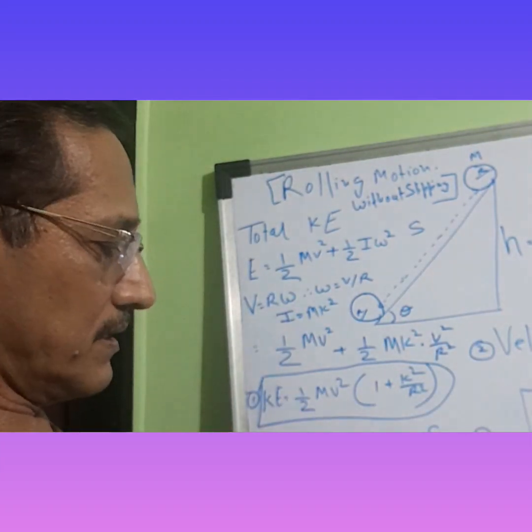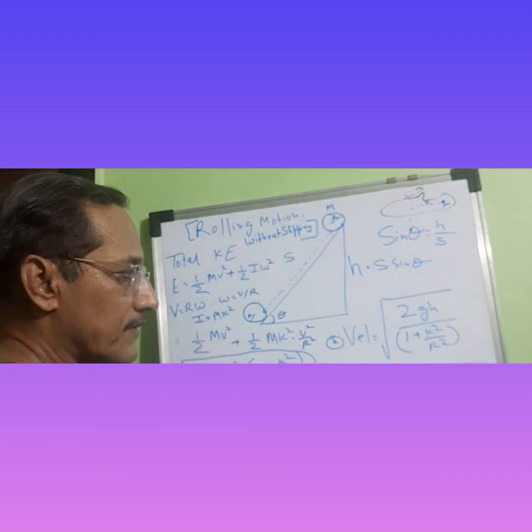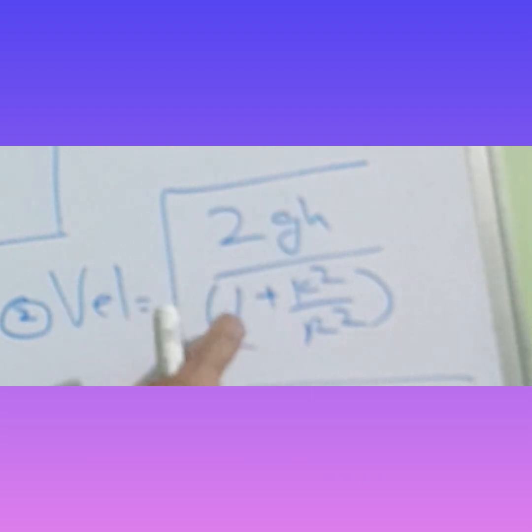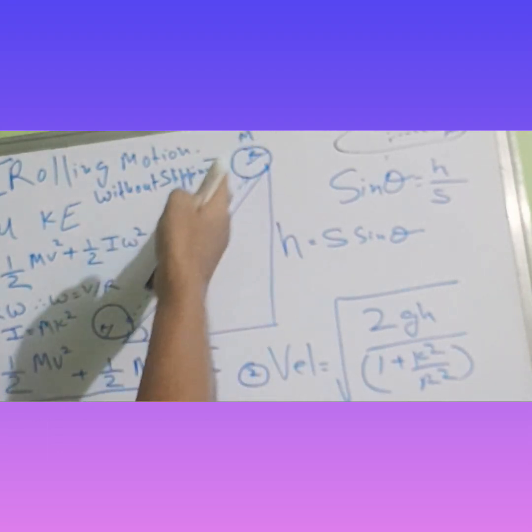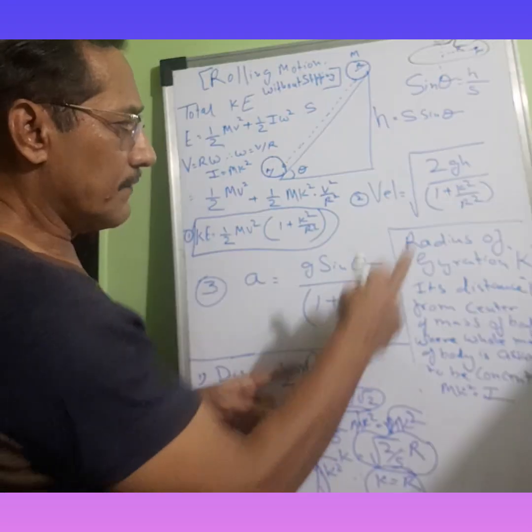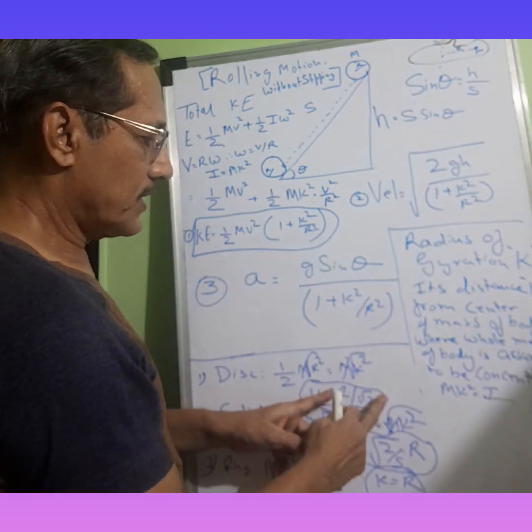Now another formula, for the velocity of a rolling body without skidding: v equals the square root of 2gh upon 1 plus k square over r square. Alright, so that's the formula which you have got to keep in mind. R is radius, k is radius of gyration. Whenever you have any such equation, if you are finding a disk rolling down, then instead of k you can substitute this value.